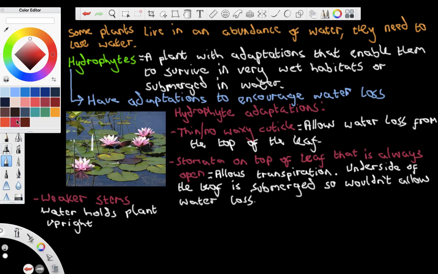They have wide, flat leaves. I'm going to rewrite that because it's terrible. I do apologise about my handwriting today. Wide, flat leaves. This increases the surface area to capture light.